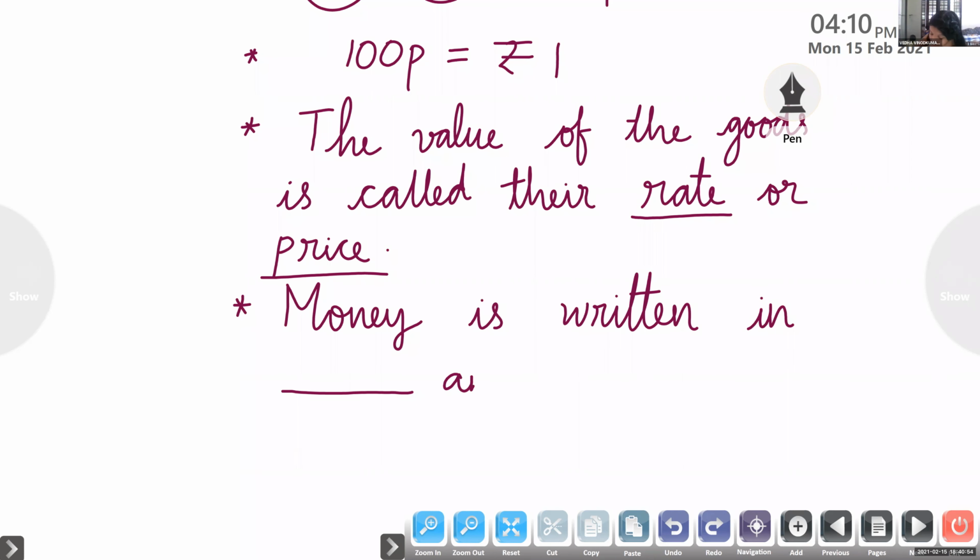Money is written in, dash and dash. Can you complete it? Dash and A-N-D. And paisa. Very good. Rupees and paisa. R-U-P-E-E-S. Rupees and paisa. P-A-I-S-A. Paisa. Money is written in rupees and paisa, comma.